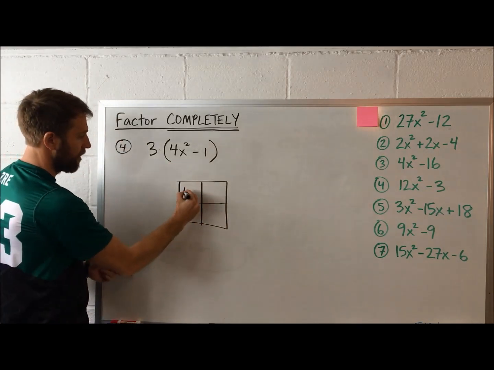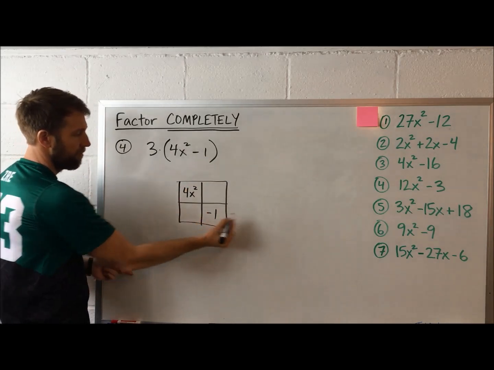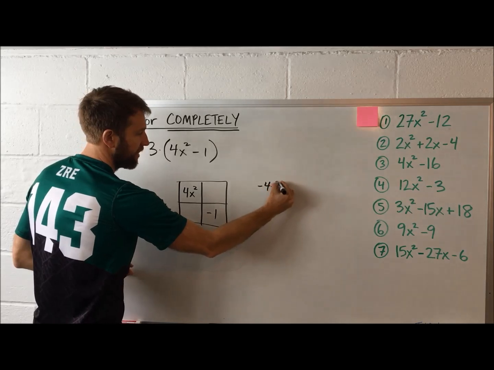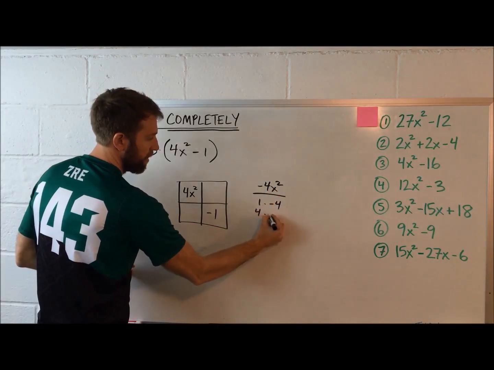So we're going to take the 4x squareds. We're going to take the negative 1. 4 times negative 1 is our diagonal. That's the key to factoring. Hey, look, we got the same factors of the problem before.